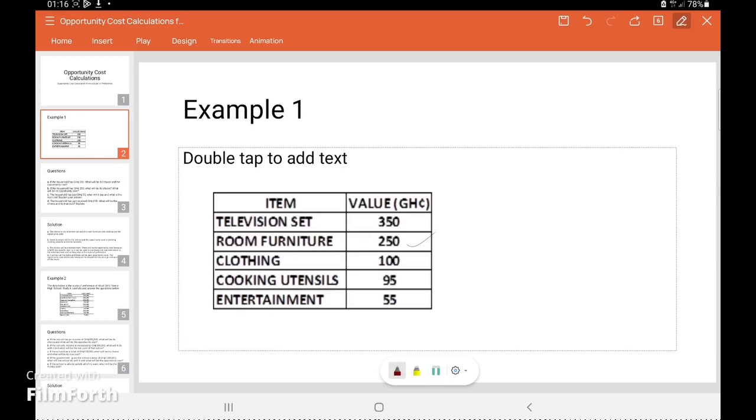And what will be the opportunity cost? The opportunity cost will be clothing, cooking utensils, and entertainment, because the value of these items, 100 plus 95 plus 55, will sum up to 250 Ghana cedis. Therefore, the opportunity cost of the household using the 250 Ghana cedis to buy room furniture will be clothing, cooking utensils, and entertainment.